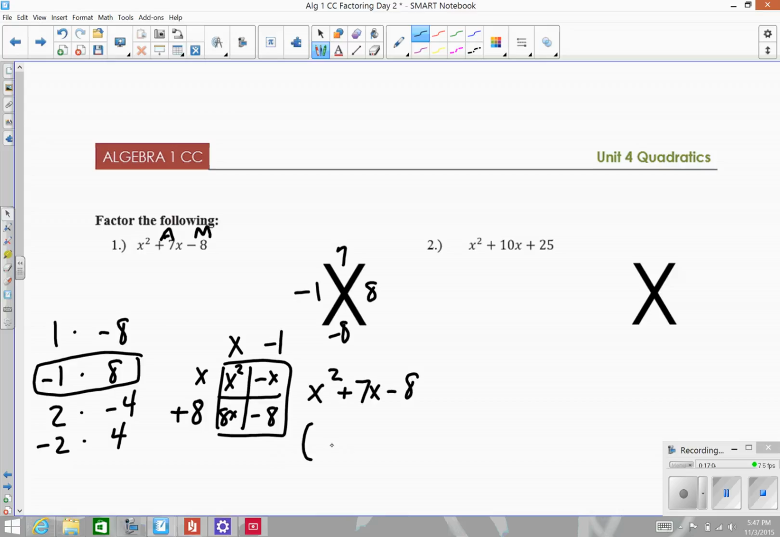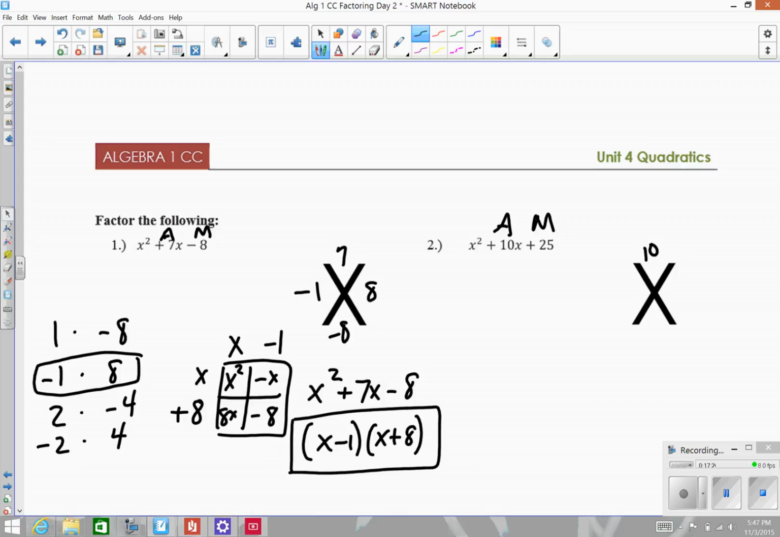So my two binomial factors are x minus 1 and x plus 8. And that's done. Let's take a look at the second example here. I want to find two integers. They're going to add to 10, multiply to 25. So I'm going to throw them in my x here, do my x factoring.